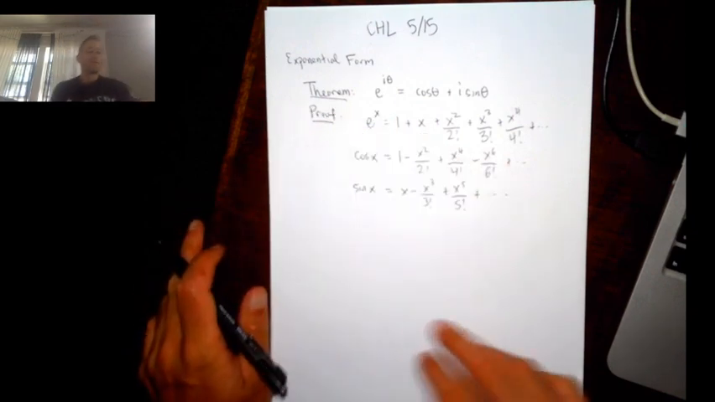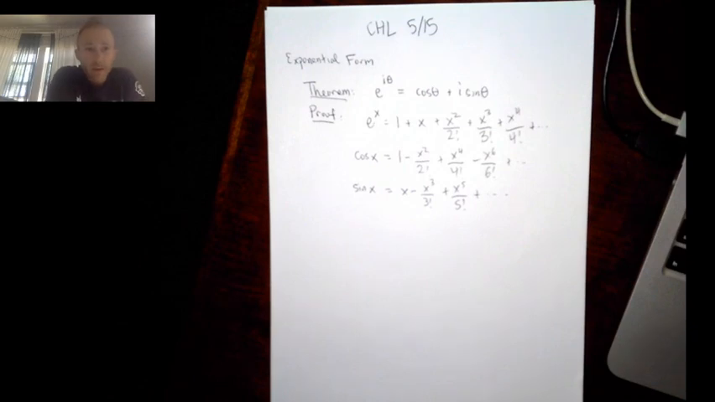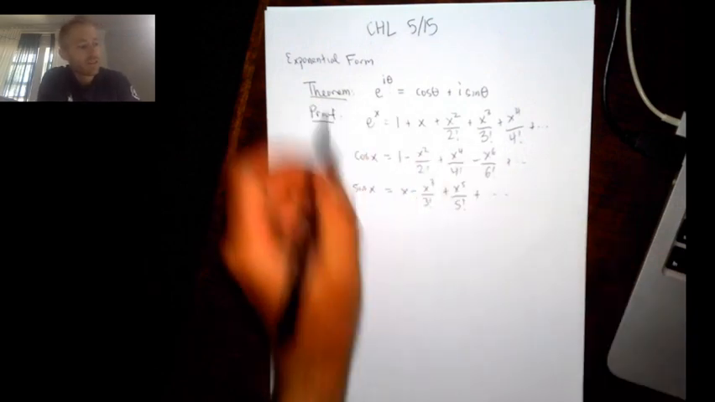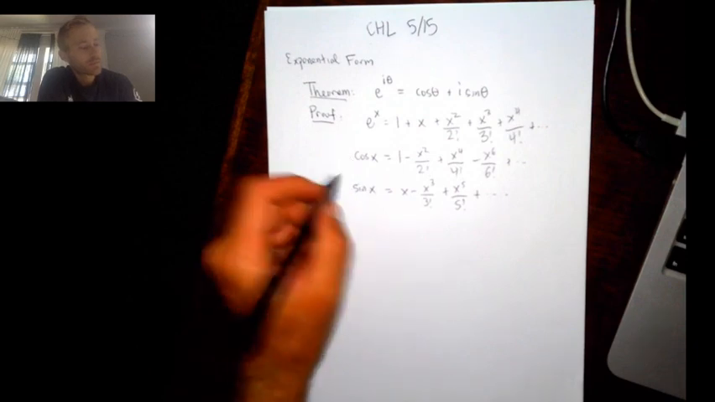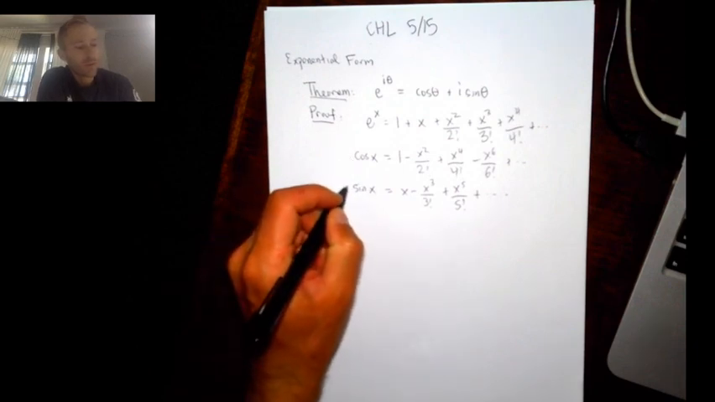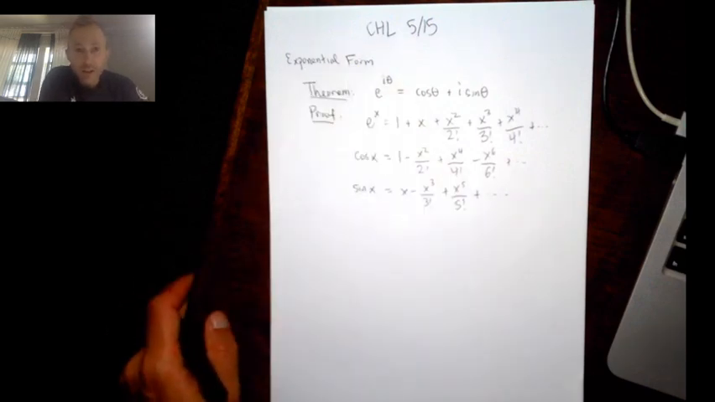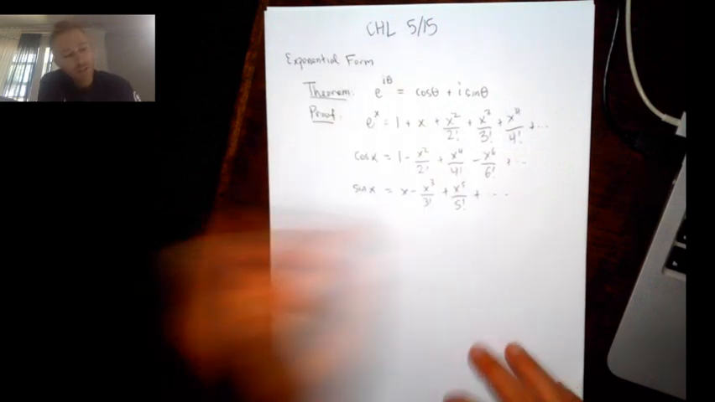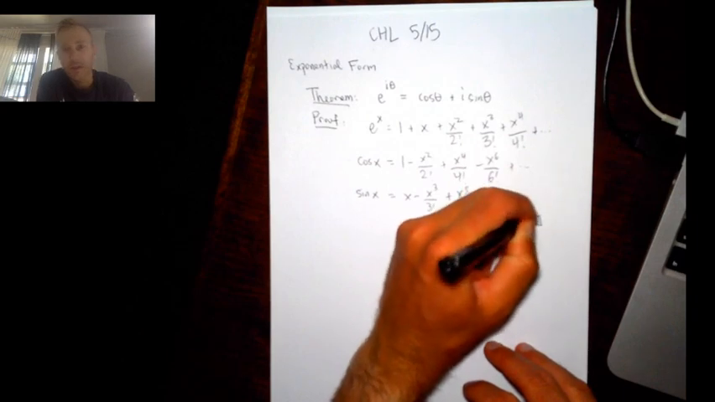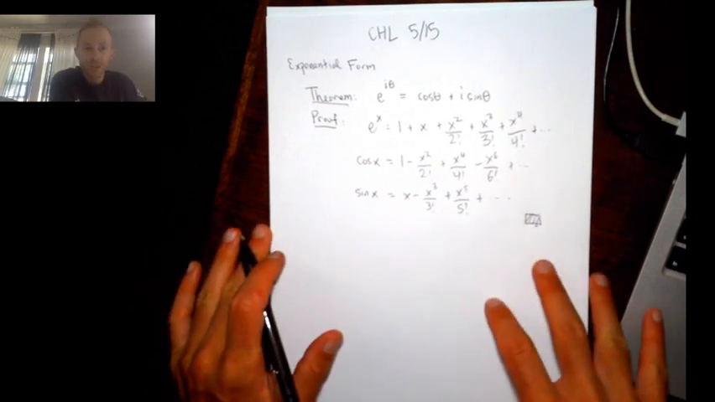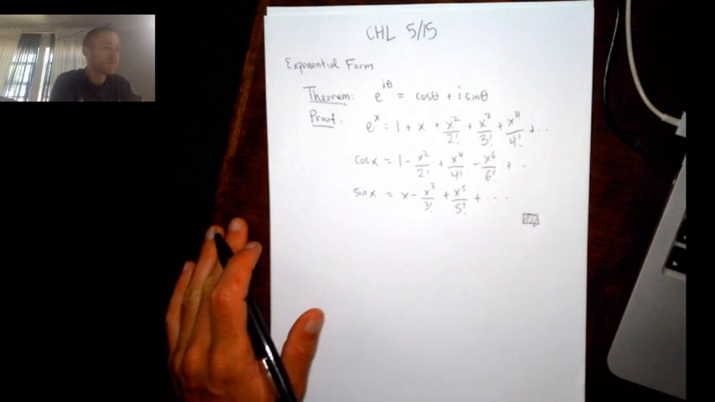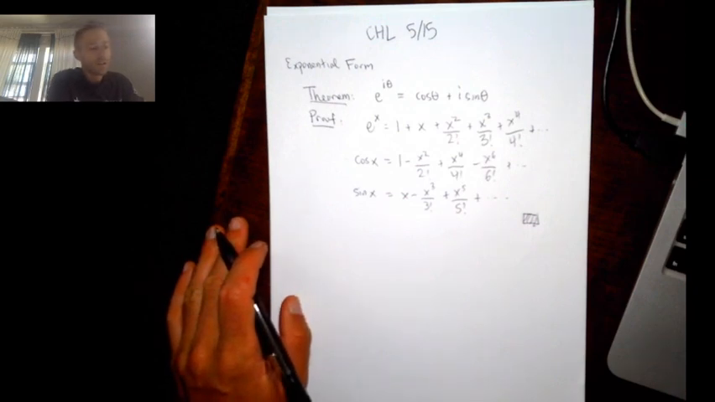So if you use these Taylor series definitions of the functions, and you combine these two, you multiply this one by I and you add them up, you find that you get the Taylor series for e to the I theta. Okay? So that's the proof. I invite you to work out the details on your own.